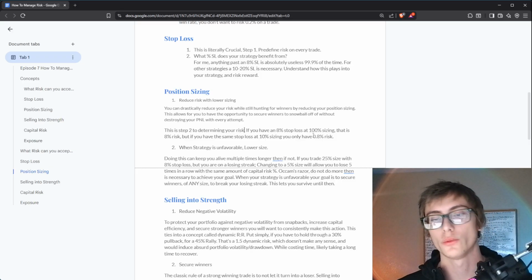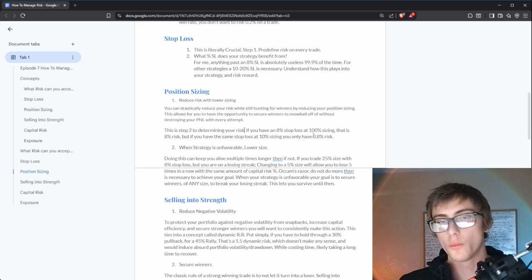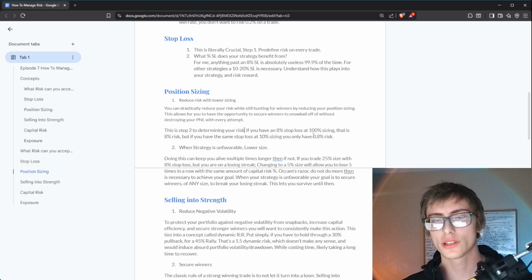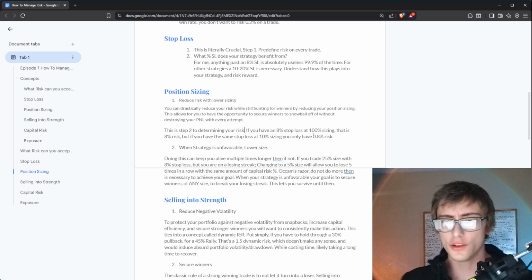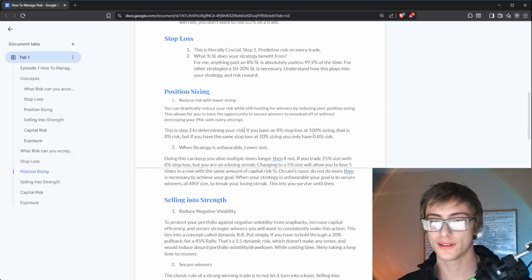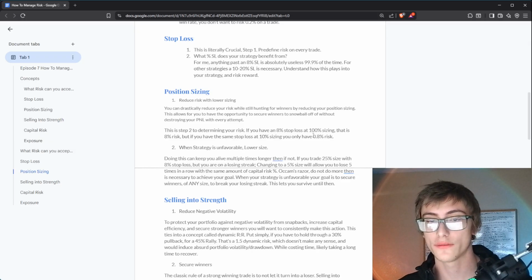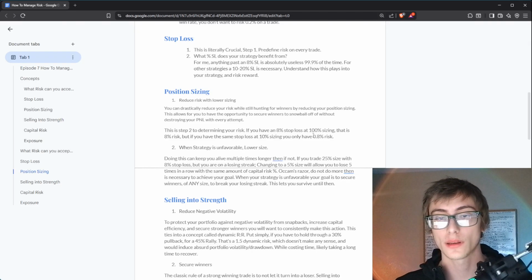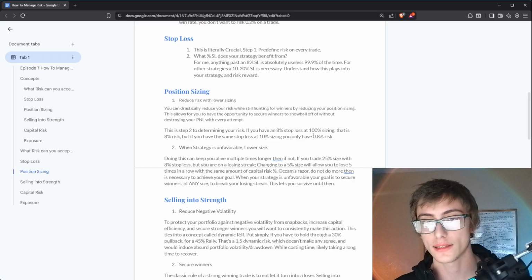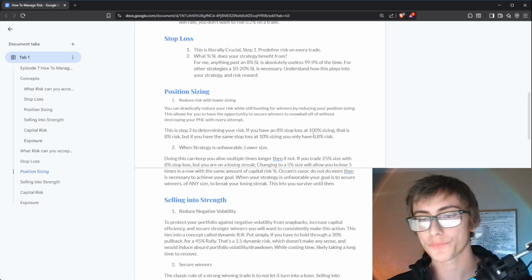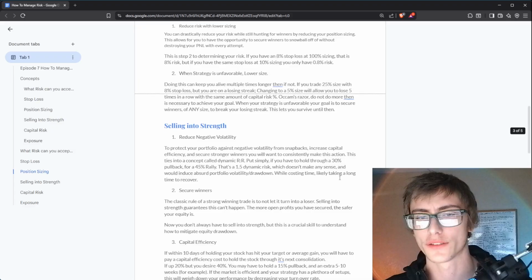Lowering your size when your strategy is unfavorable allows you to have more and more shots, right? More shots in the magazine. I made a sniper analogy in one of my videos. You could think of swapping from your sniper to a handgun or assault rifle. A lot more shots in an assault rifle than a sniper. So sometimes it's beneficial to lower your sizing when your strategy is not as favorable.